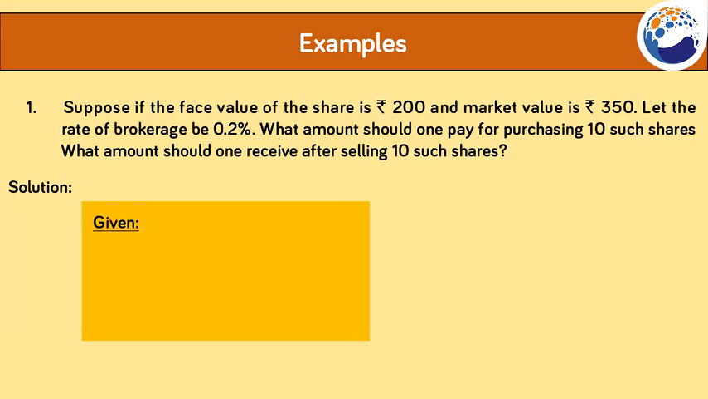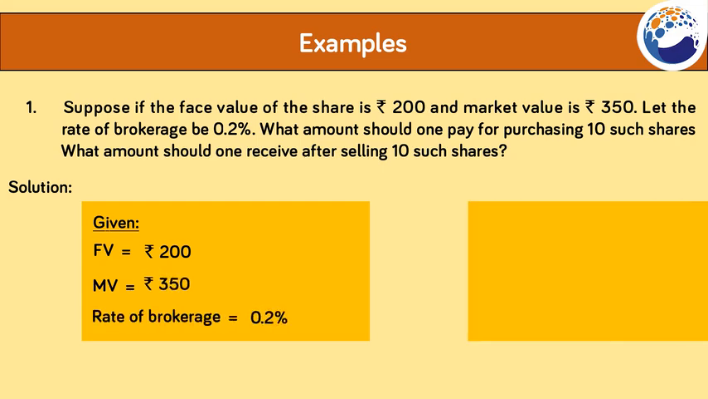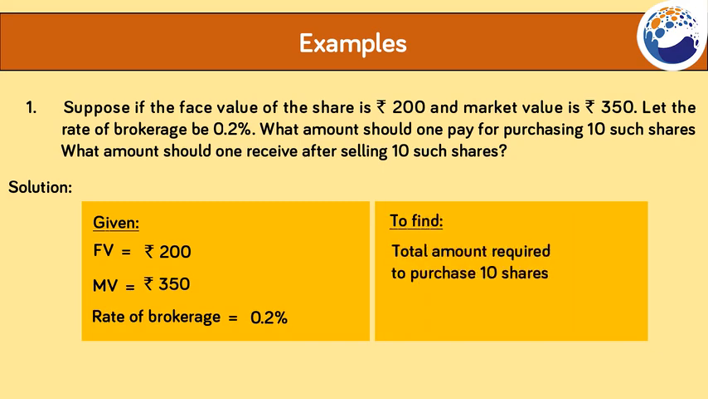Solution. FV is equal to Rs 200. MV is equal to Rs 350. Rate of brokerage is equal to 0.2%. To find the total amount required to purchase 10 shares and the amount received after selling 10 shares.